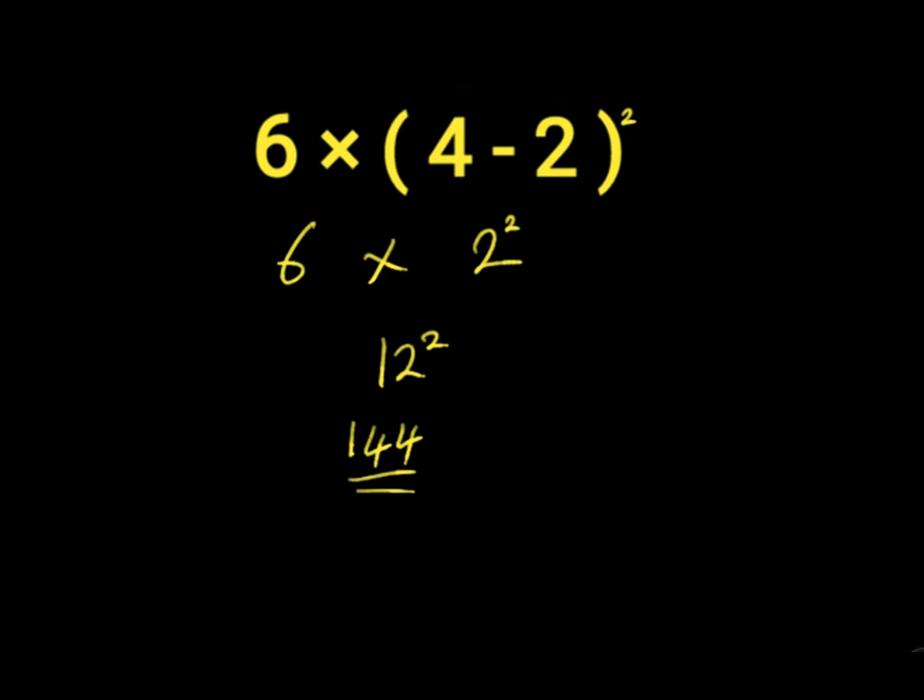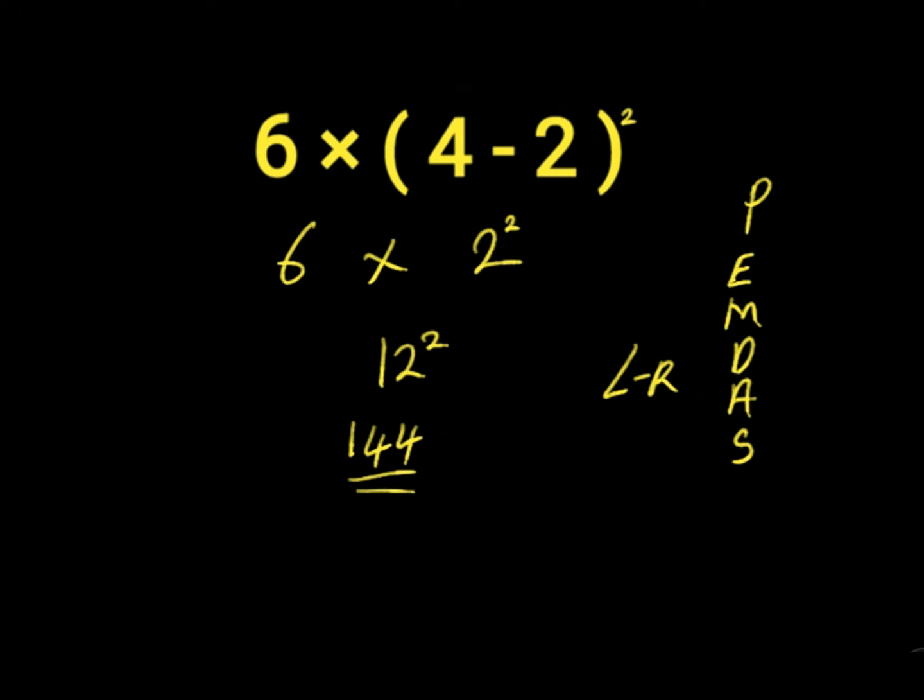144 is the wrong answer to this expression because we did not work with the order of operation, which is PEMDAS. In PEMDAS, we have parentheses, exponents, multiplication, division, addition, and subtraction. Multiplication and division have equal priorities, such as addition and subtraction, working from your left to your right.